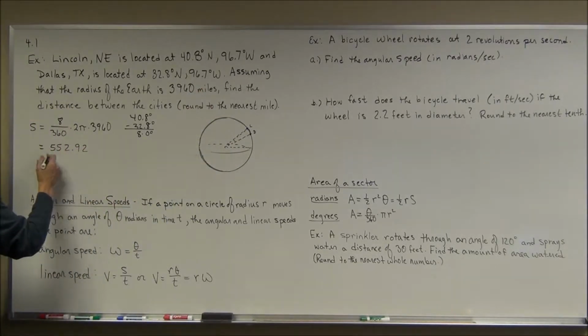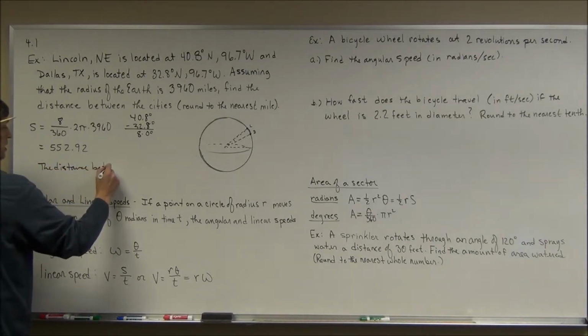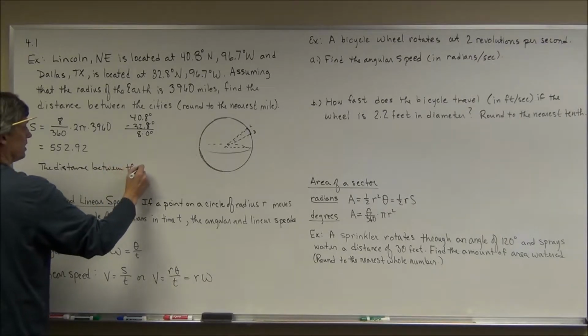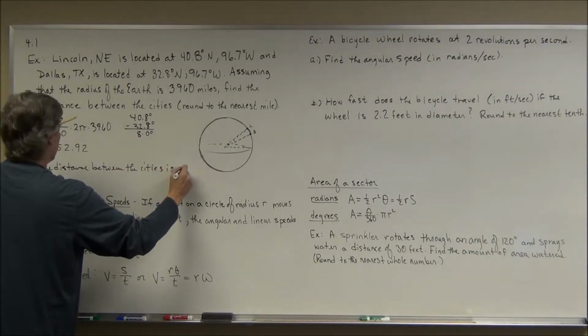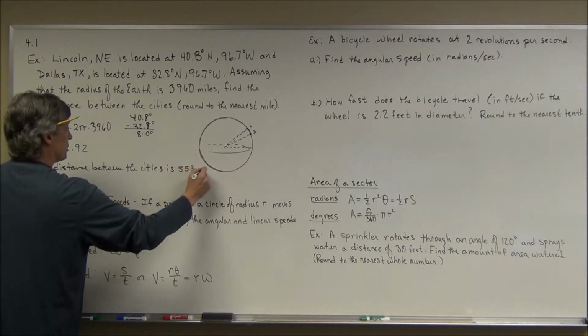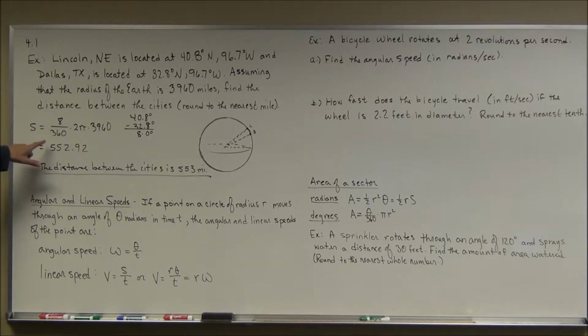So to the nearest mile, the distance between the cities is 553 miles. Remember, with a story problem, you should write your answer out in a short sentence. There was really no work to show here other than doing the arithmetic on a calculator and remembering to round.